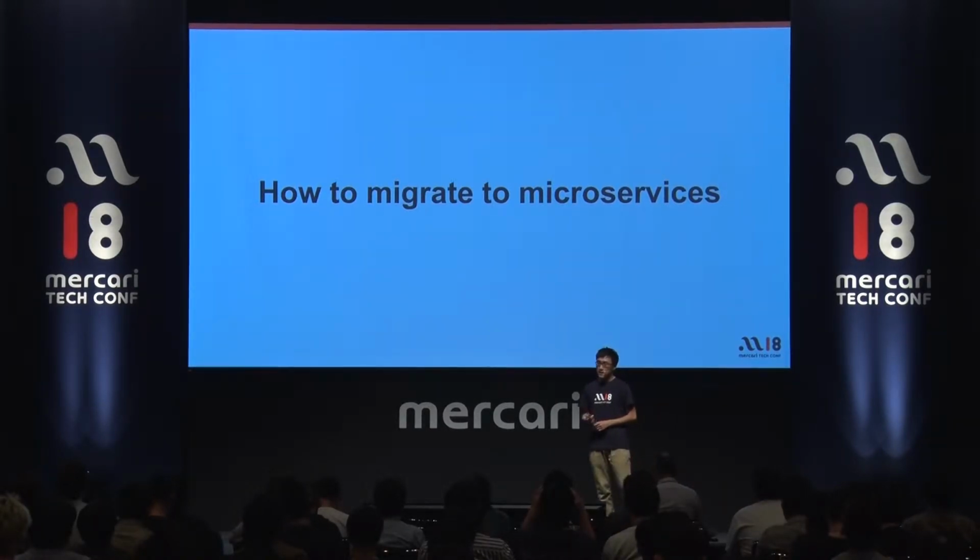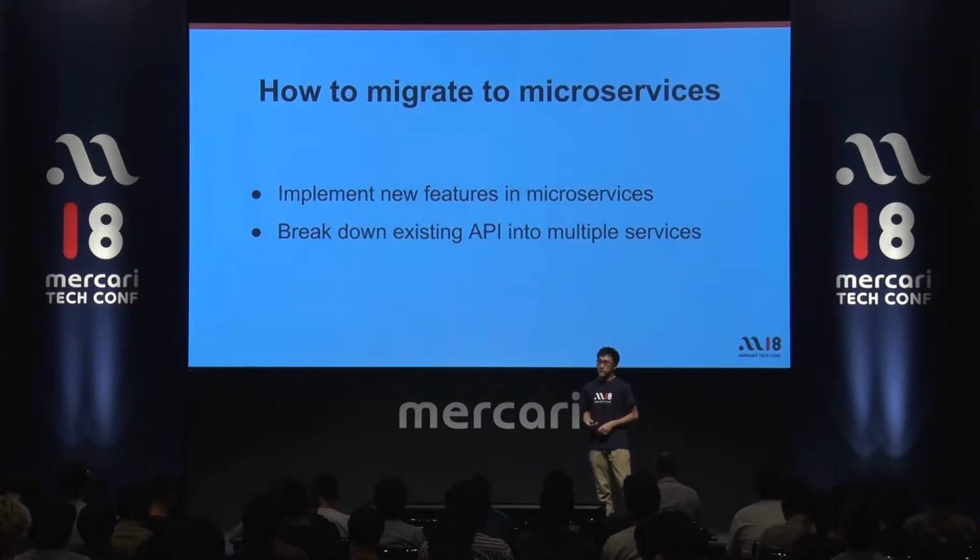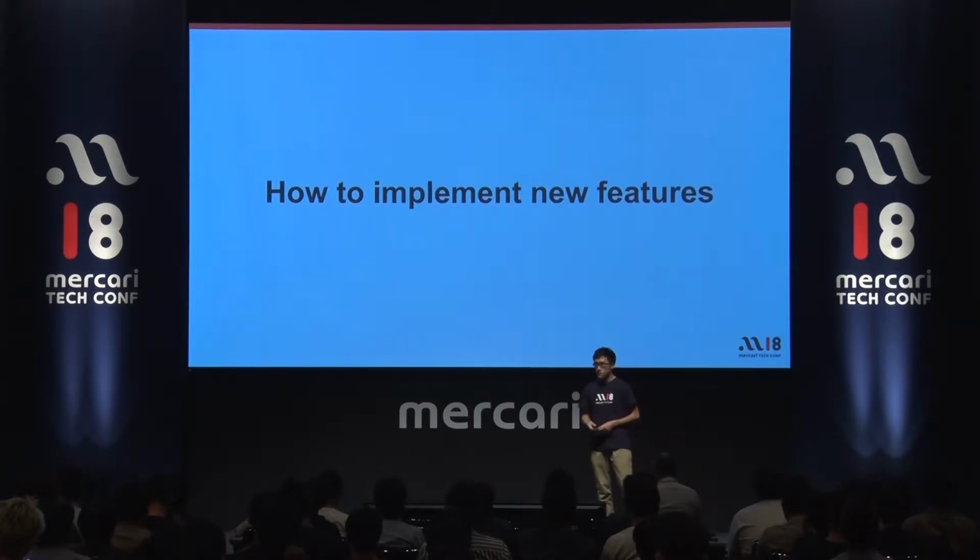But the question is, how? How do we actually migrate the backend from a monolithic design to a microservice design? So I want to explain this in mainly 2 ways. The first is, how do we implement a new feature in microservice? And then, how do we break down the existing API into multiple microservices? Let's start from the new feature.